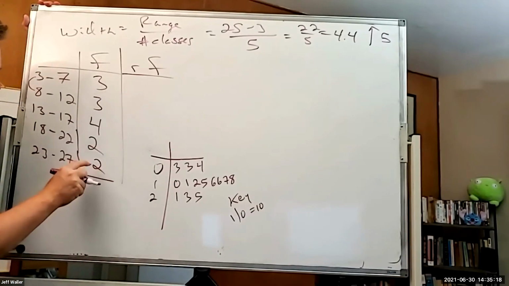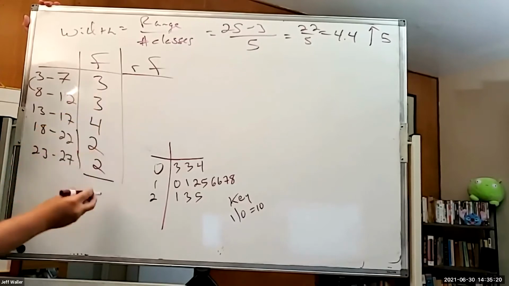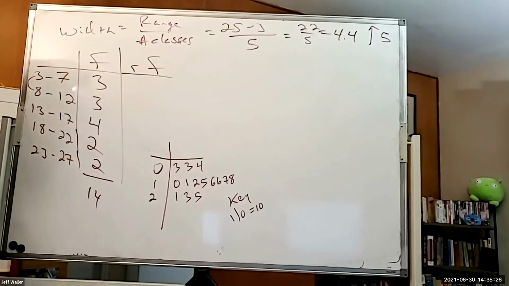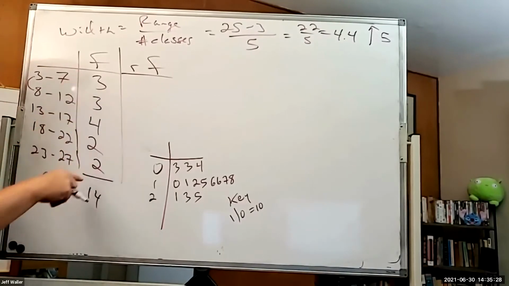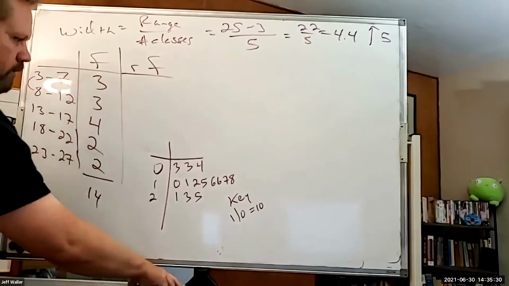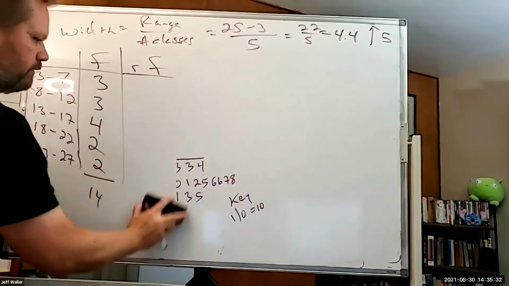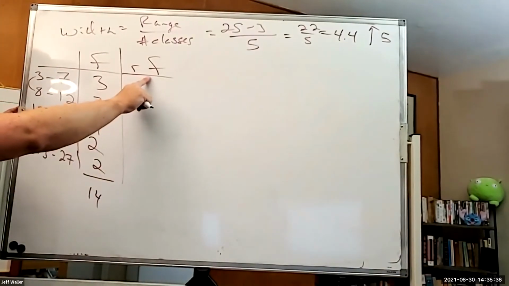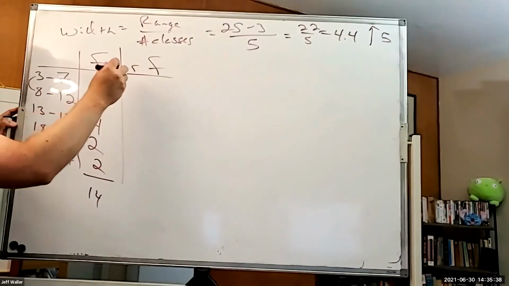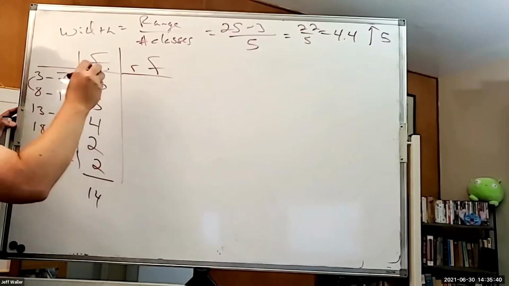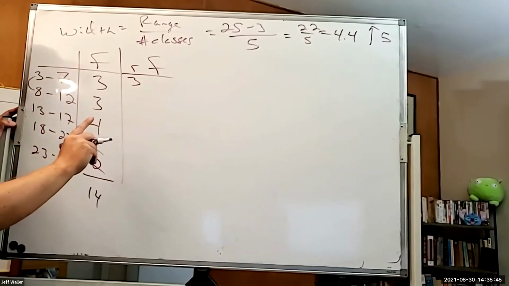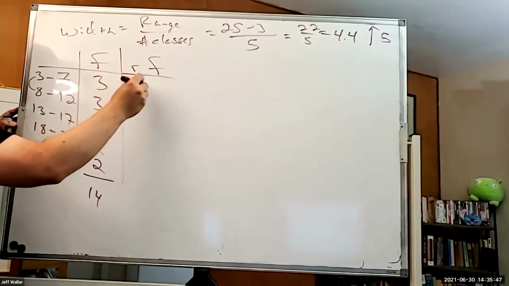Let's check something real quick. 2, 4, 8, 14. Were there 14 data points? Yeah. You want to check real quick, make sure you didn't lose anybody or create people. I'm going to erase this. How do I do relative frequency? You do the frequency divided by the total number. The frequency divided by the total.